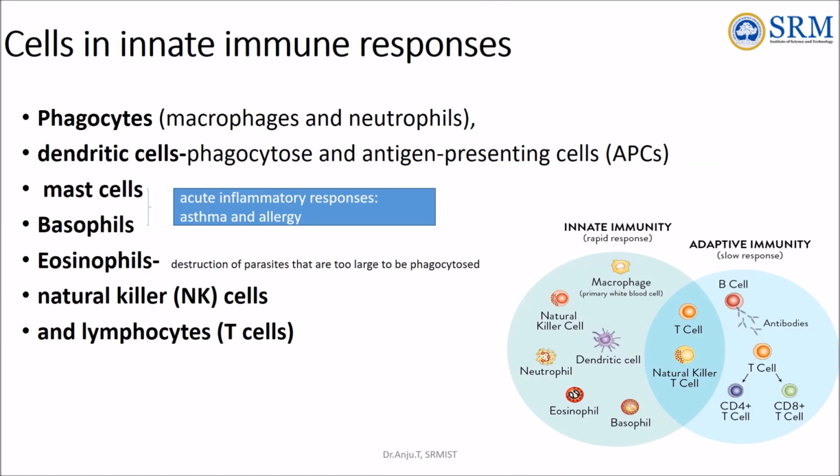Various cells which take part in the innate immune responses are phagocytes such as macrophages and neutrophils, then dendritic cells, mast cells, basophils, eosinophils, natural killer cells, and lymphocytes. Dendritic cells are also phagocytic cells and they act as antigen presenting cells. Mast cells are involved in acute inflammatory responses such as asthma and allergy.